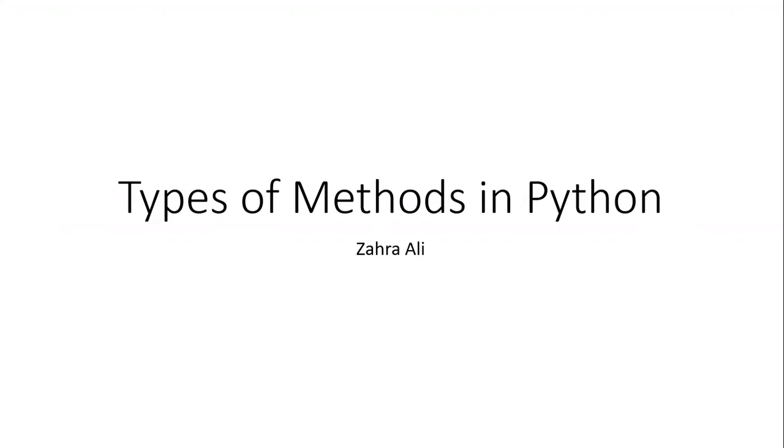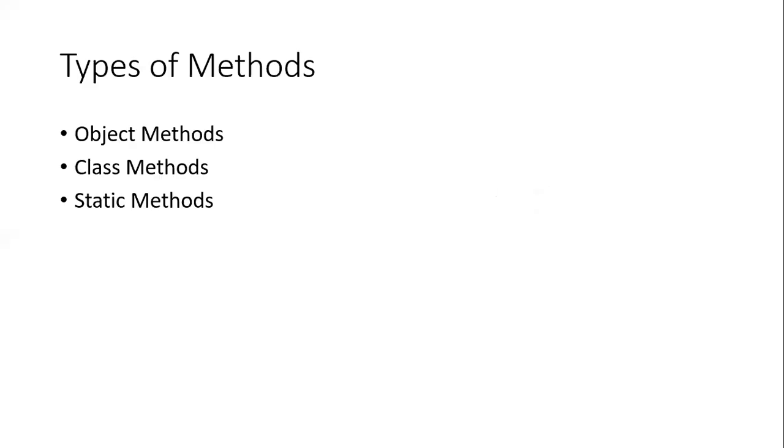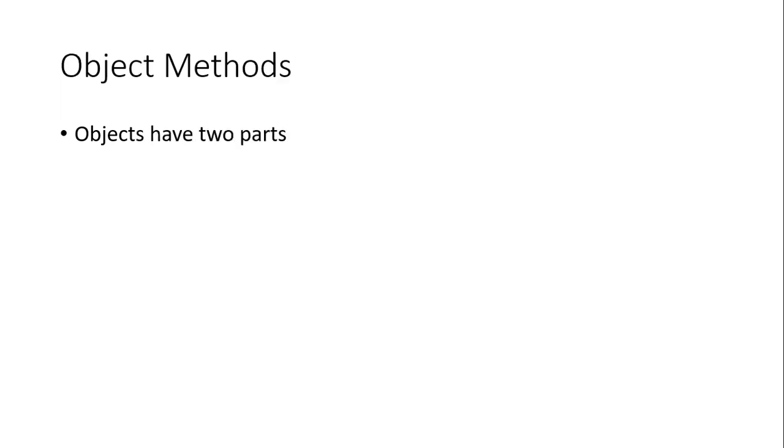Hello everyone. Today we are going to learn about the types of methods in Python in object-oriented programming. As you already know, Python is an object-oriented programming language. There are three types of methods that you can create in Python. The first one is object methods or instance methods. The second type is class methods, and the third type is static methods. Let's discuss all the types one by one.